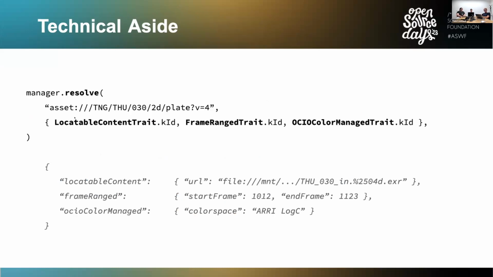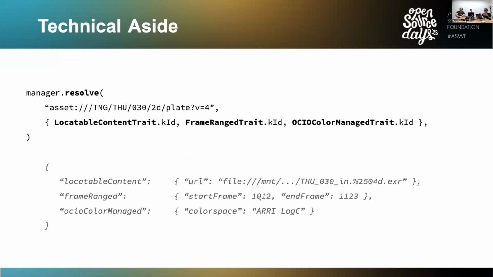So a little example here of using the resolve method to query some information about, in this case, what might be a plate from on set in a film. We're asking for several traits about this. In this case, as an image, where it is, what's the frame range, and what's the OCIO color space. And you can see we then have this metadata that is vital to the correct interpretation of this asset.